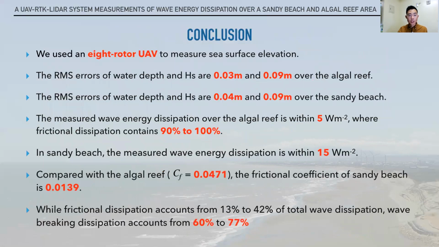The conclusion: we use an eight-rotor UAV to measure sea surface elevation and then calculate the wave heights and then calculate the dissipation of waves. We also use the equations to calculate the wave dissipation and also the frictional dissipation. And we calculate that the coefficient is 0.0471, which is larger than the sandy beach area. So we can use the UAV to calculate the dissipation of waves and also to find out which effect dominates the area.